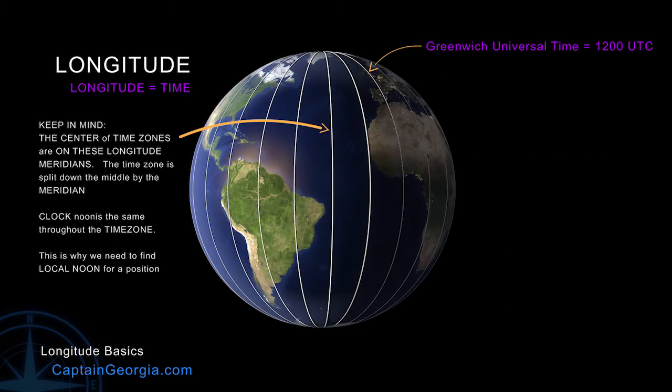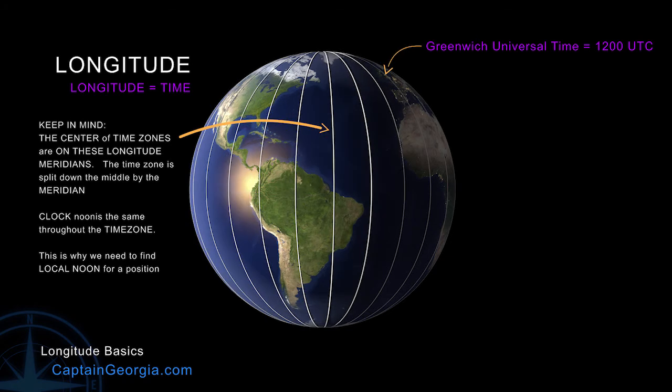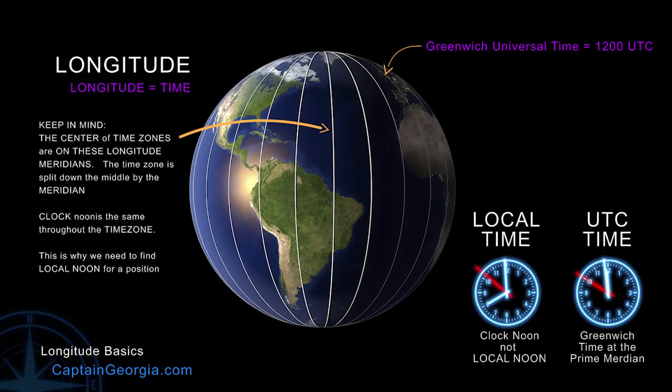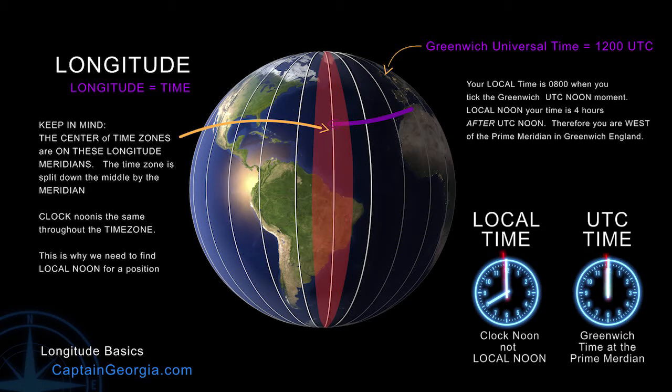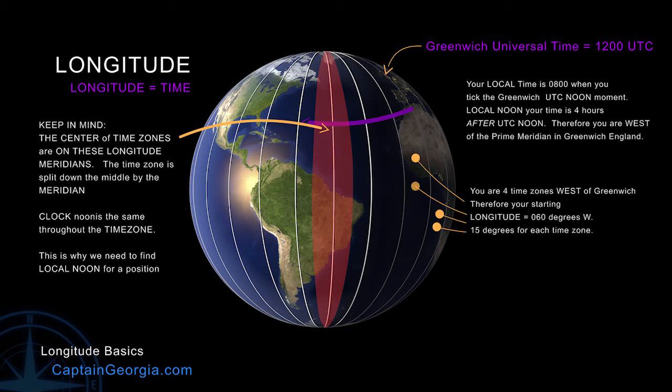So let's try to figure out where we are with our longitude. First, we have our UTC, or Greenwich Mean Time clock, on our boat, and we watch for that, and it shows 12 noon. But according to our clock, it's only 8 in the morning, which means we're not going to reach noon until after UTC. Since it's after UTC, we are west of the prime meridian. At noon in Greenwich, our clock says 8 o'clock. So we know those 4 time zones need to be corrected for.